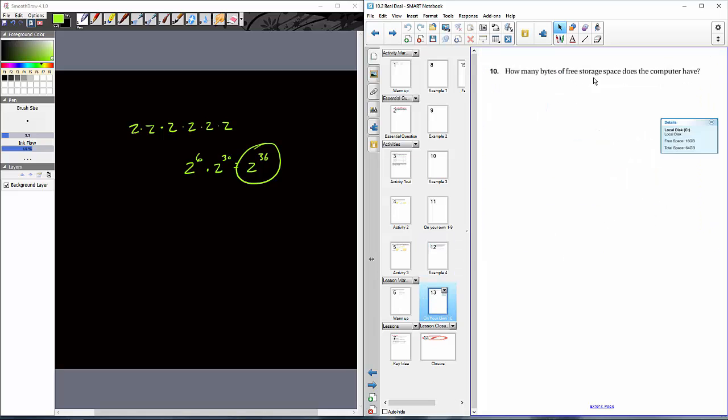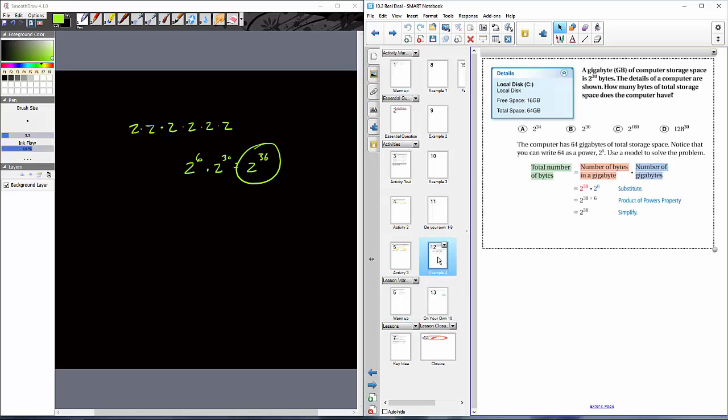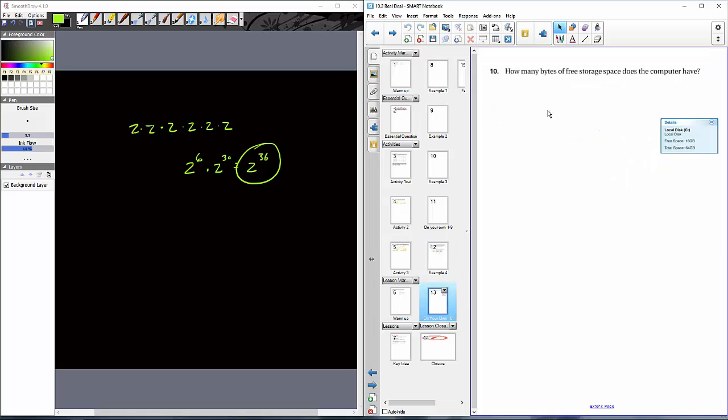This one here says how many bytes of free storage are there? Well, again, before there are 16, so 2 times 2 is 4, times 2 is 8, times 2, so that'd be 1, 2, 3, 4. So that'd be 2 to the 4th times 2 to the 30th. So that'd be 2 to the 34th, right? And that's really the lesson for the day.